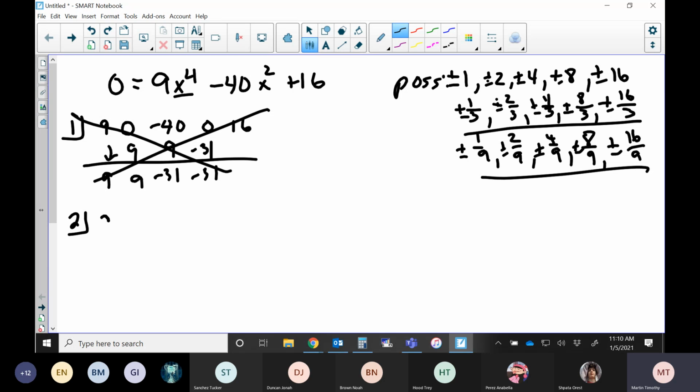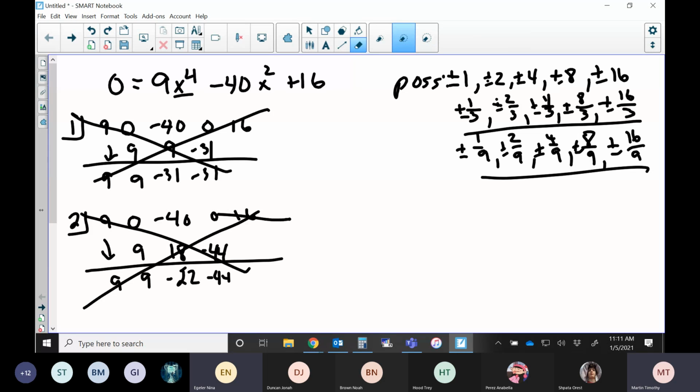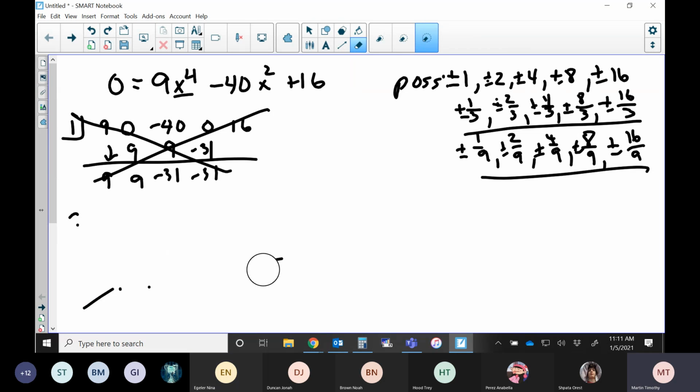And it does. 9, 0, negative 40, 0, 16. 9, 9, 9, 18. You with me? Negative 22, and negative 44. It doesn't work. Never mind. Isn't it supposed to be like you bring down the 9 and then 9 times 2 and then the next one would be 18? Thank you. What in the world am I doing? Going too fast.